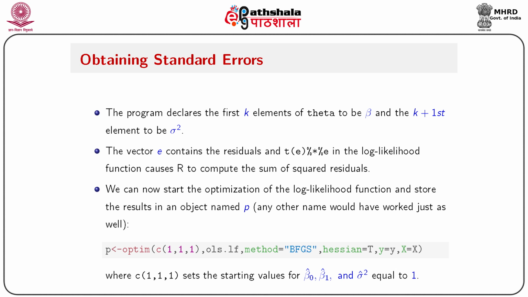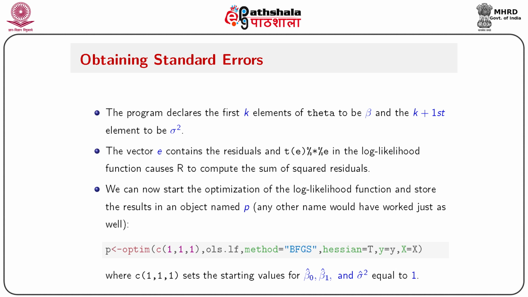The program declared the first k elements of theta to be beta and the (k+1)th element to be sigma square. The vector E contains the residuals, and E prime E, that is the trace of the transpose of E times E, in the log likelihood function causes R to compute the sum of squared residuals. So we can now start the optimization of the log likelihood function and store the results in an object named P.